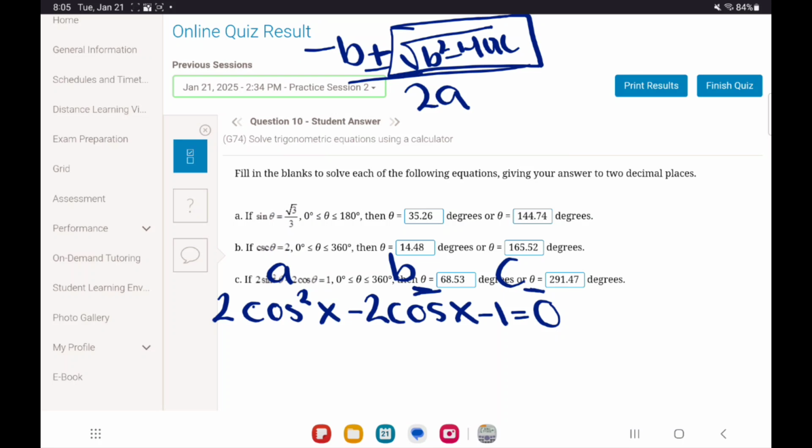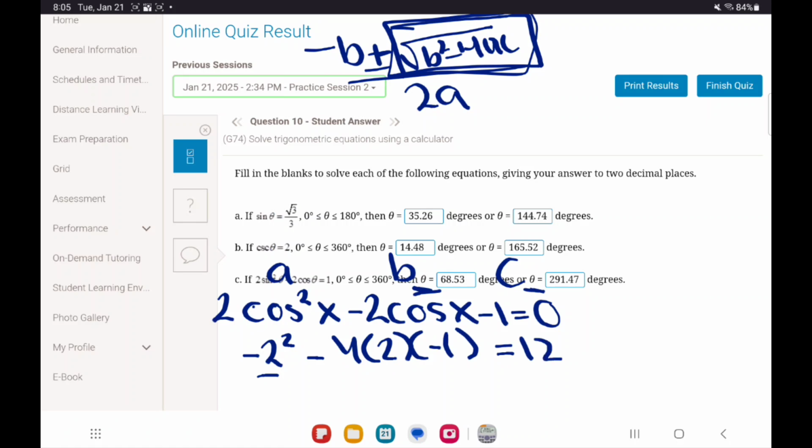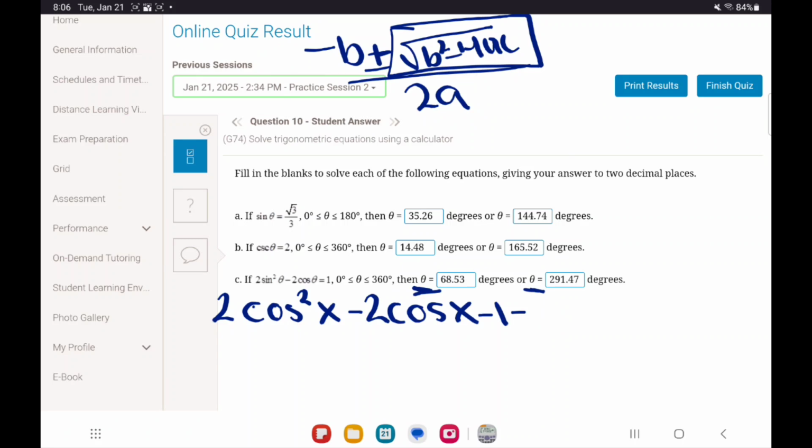So b squared is minus 2 squared minus 4ac, so 4a, which is 2, and c, which is -1. That is equal to 12. If you don't believe me, use your calculator, you'll get 12. Now we fill in the big equation.